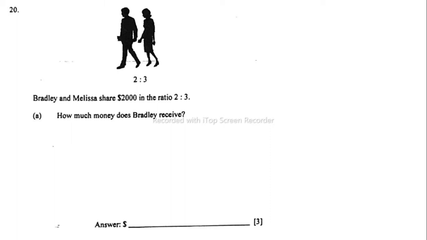So how do we do this? Do it on your own and then let me know what you get. Go ahead. You add the two and the three, and then you divide it into the 2,000, and then what you get from there, you multiply that by two.